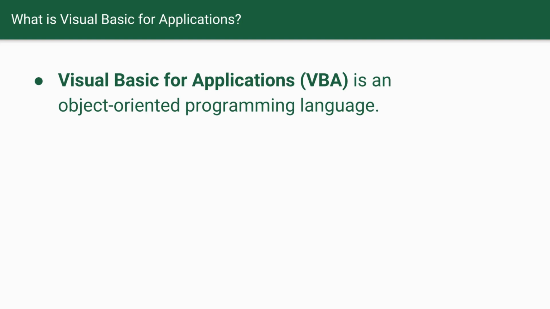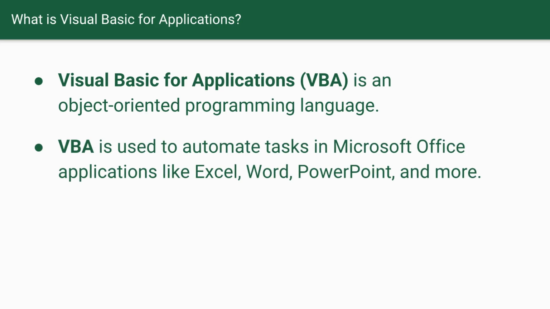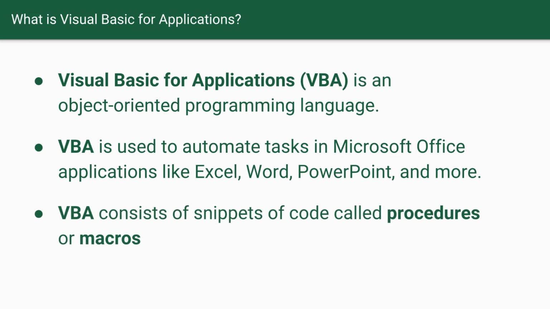With that said, we know from popular culture that programming is the idea of giving instructions to the computer, a sequence of steps for the computer to follow in order to execute some kind of task. When it comes to VBA, VBA is used to automate tasks in Microsoft Office applications like Excel, Word, PowerPoint, Access, Outlook, and more. VBA consists of snippets of code that we call procedures or macros. Some people also call them subroutines, routines, or programs, all essentially different names for the same thing. But all of these snippets of code are just sequences of steps. Step 1, do this. Step 2, do this.